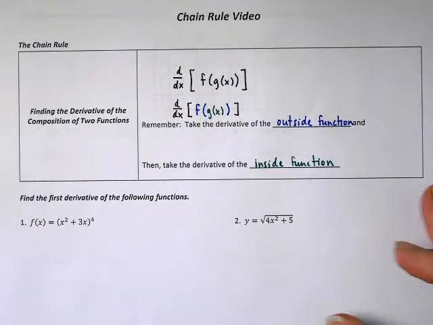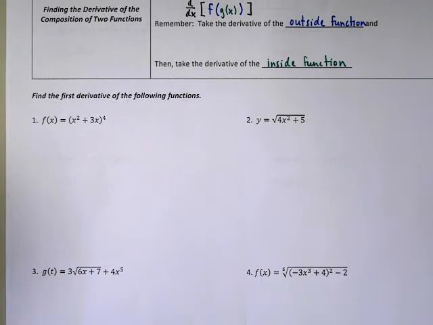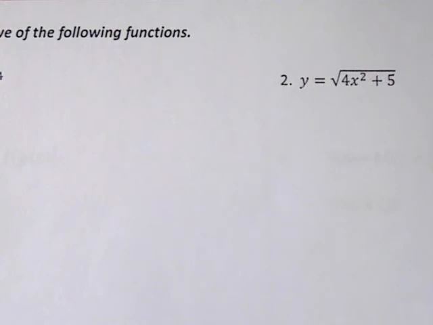And so what we'll do here is go through some problems to make sure we all really get how this works. So we're going to be finding the first derivative of the following functions. So what I always like to do first is a little color coding to help me see what that inner and outer function is.